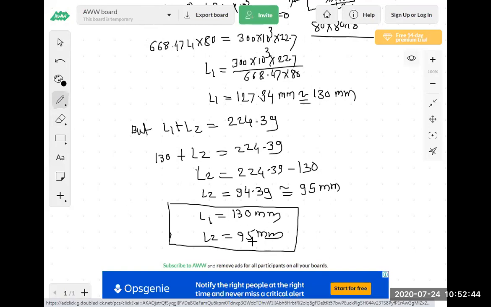If we weld for this length, then the 300 kilonewton load will be carried. Are you getting? Please write, everyone.